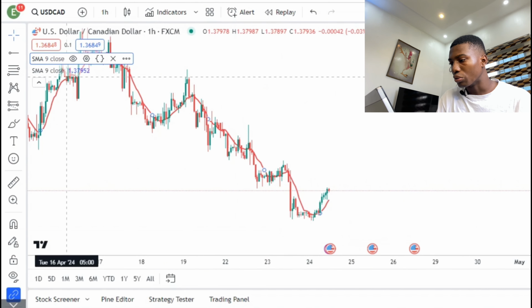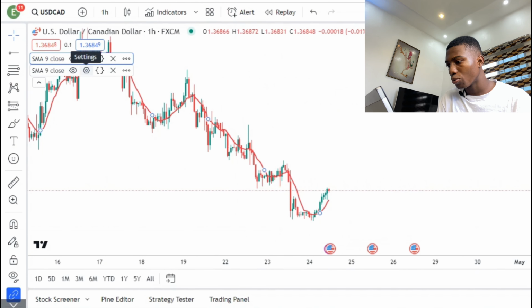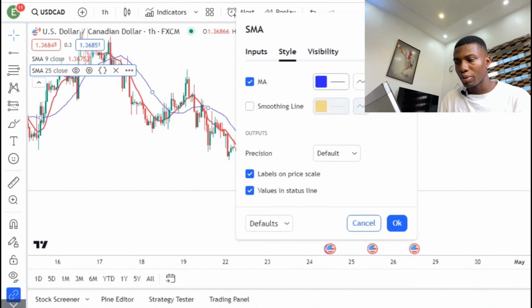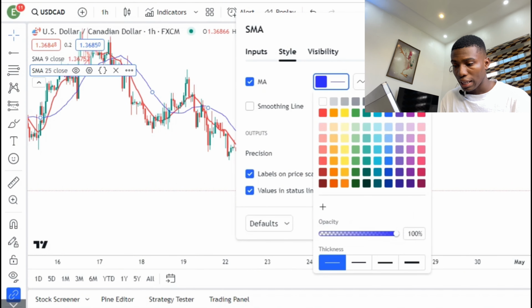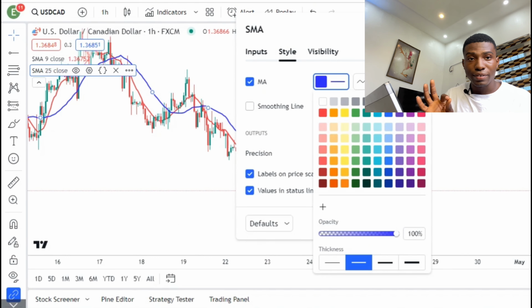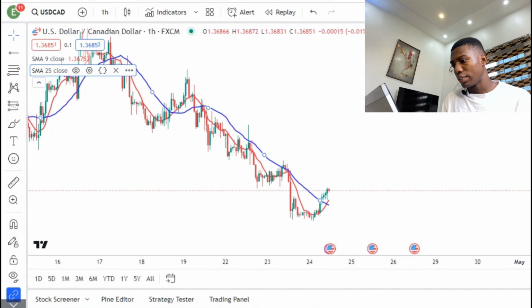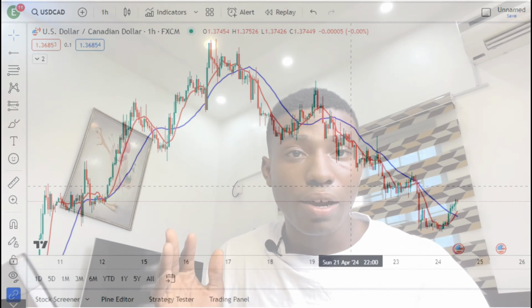Now what we need to do is go to the second one right here, go to inputs, and change this to the 25 moving average. Since it's blue, we leave it as blue, and then we give it a little bit of thickening so that we can see everything that is really happening. So right there we hit OK. So this is really it. Now right here, let me show you guys how I really use these moving averages.